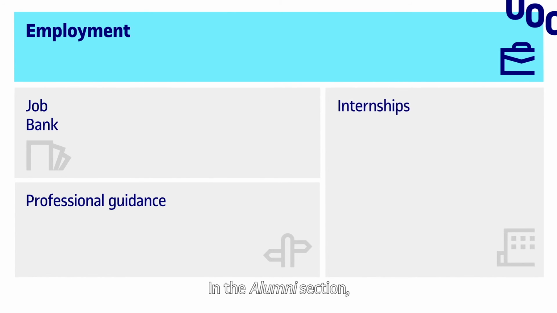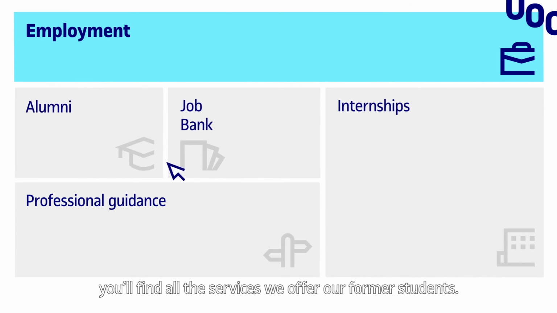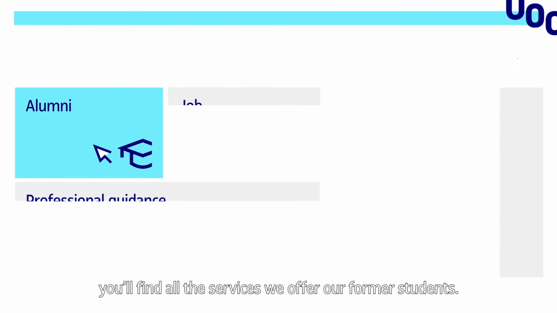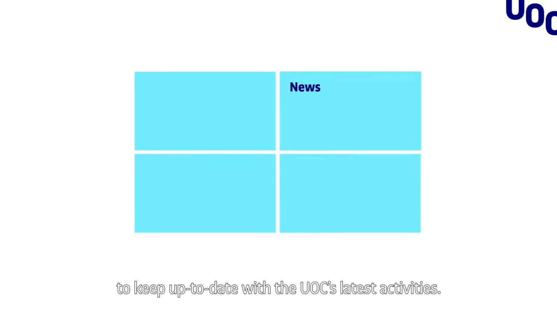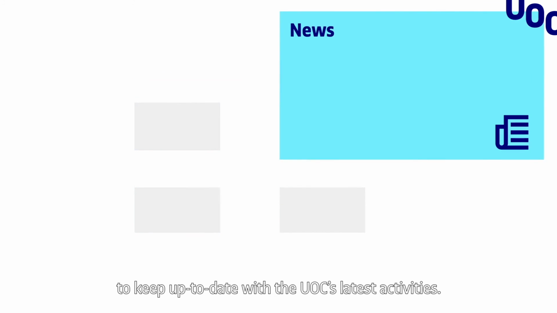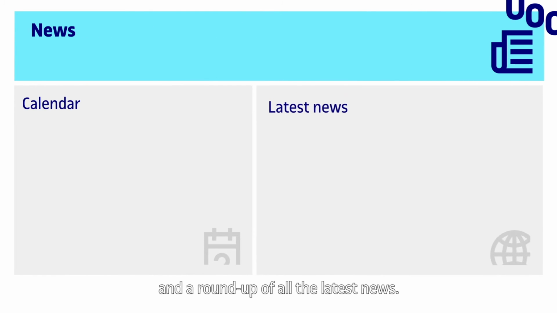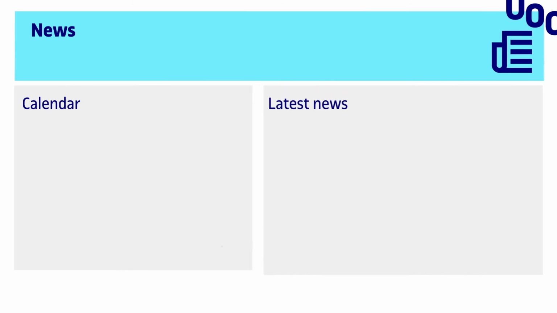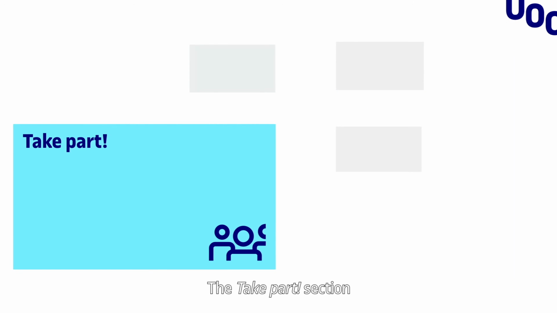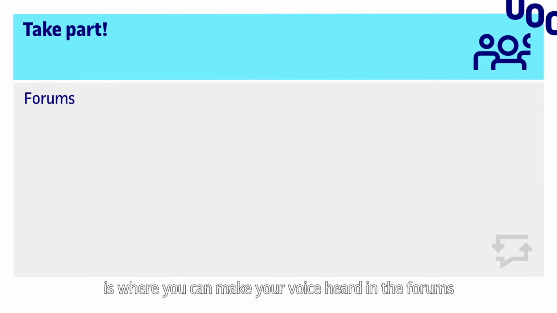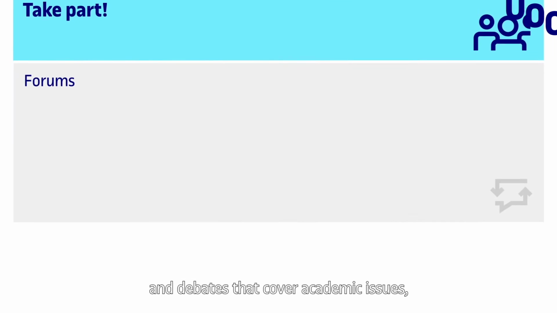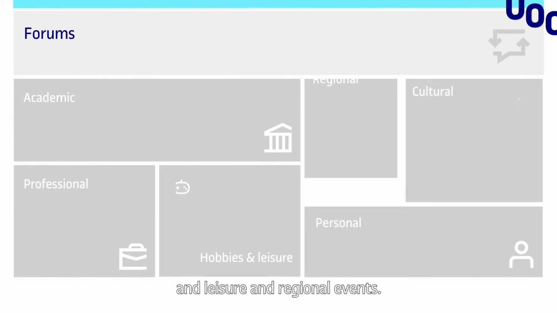In the alumni section, you'll find all the services we offer our former students. Check out the News subsection to keep up to date with the UOC's latest activities. You'll find a calendar of upcoming events and a roundup of all the latest news. The Take Part section is where you can make your voice heard in the forums and debates that cover academic issues and leisure and regional events.